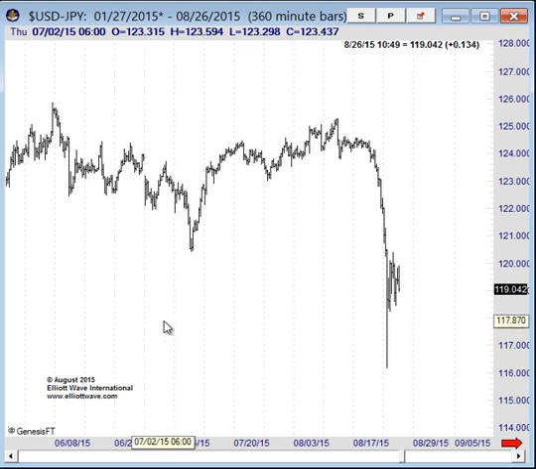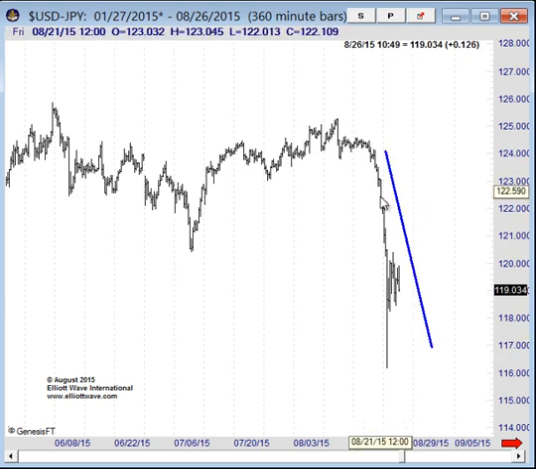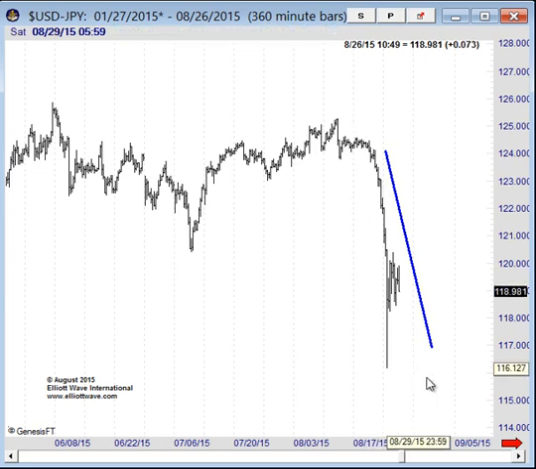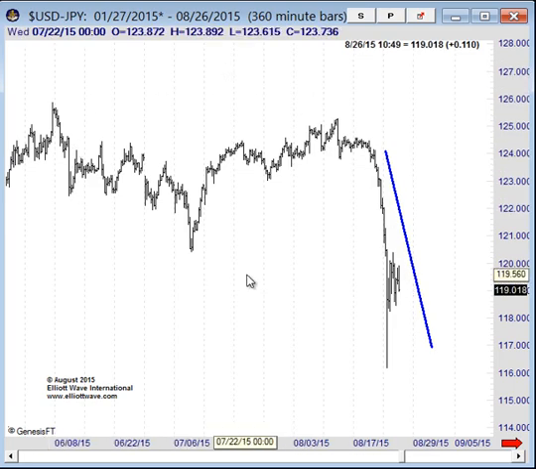Okay, welcome back. Clearly what we're seeing in the dollar yen is a big move to the downside, very sharp. Prices travel very far in a very short period of time. So odds favor that this is an impulse wave. Now let's look at the other part of the structure, the other part of the pattern.